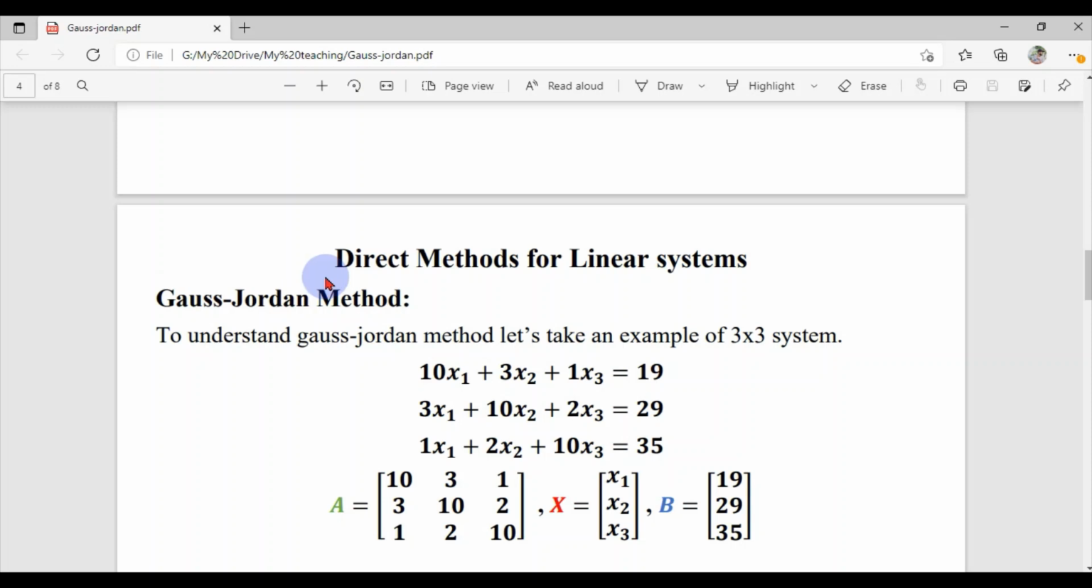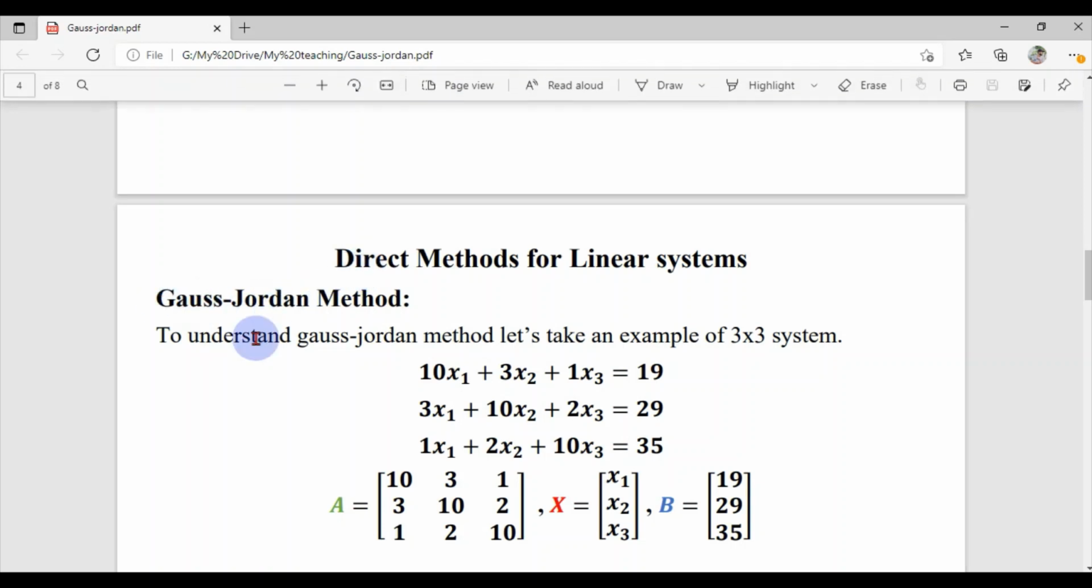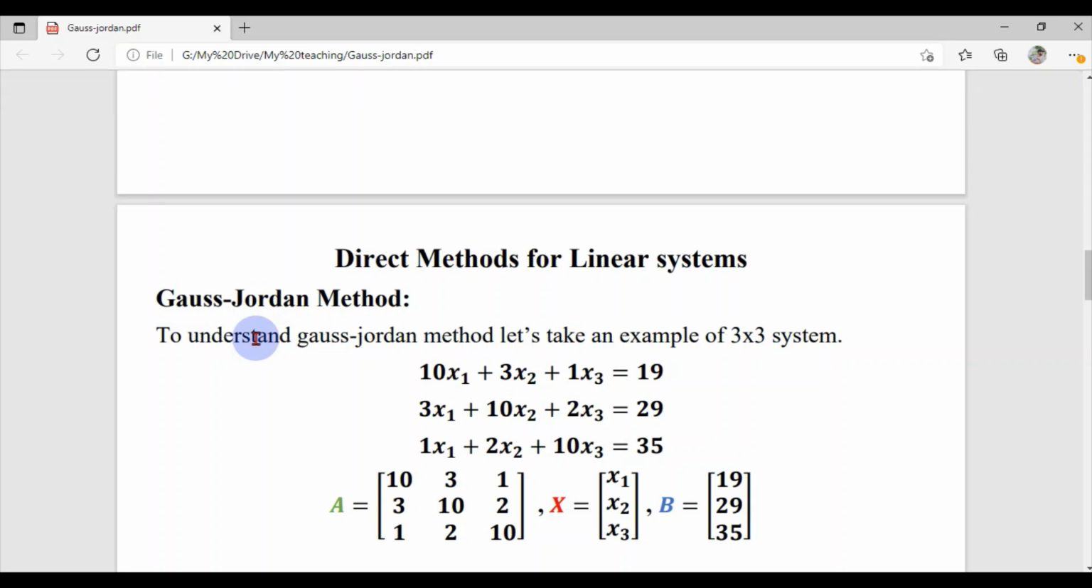Okay, let's develop the MATLAB code of another direct method to solve linear systems, and this time the method is going to be the Gauss-Jordan method. First of all, let's understand the Gauss-Jordan method by taking an example of a 3 cross 3 linear system.